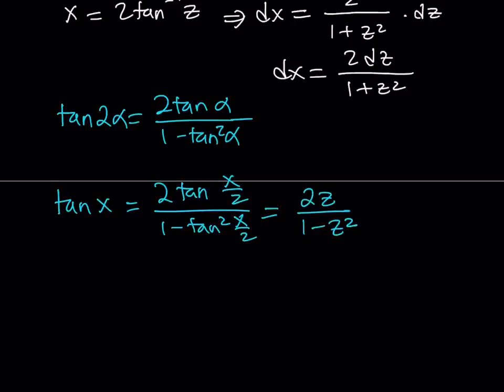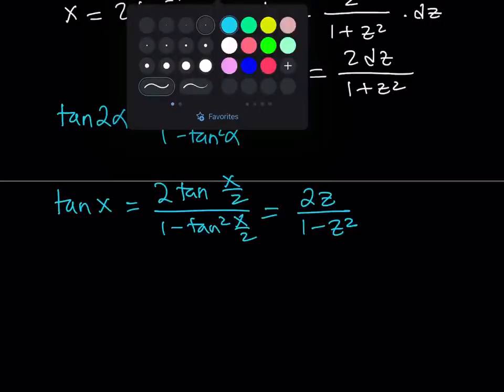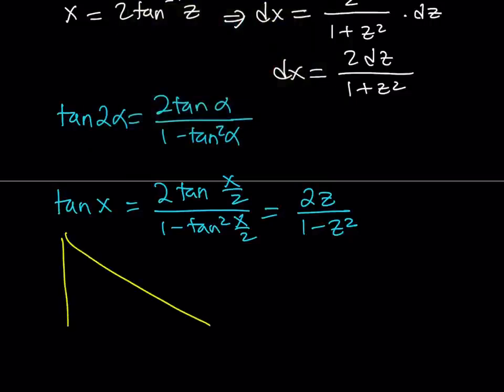Now, why did I find tangent x? Because I'm going to show you something real cool here. We're going to draw a right triangle, and let me show you. This is really fun. So this is going to be my angle x, and tangent is going to be 2z over 1 minus z squared. Now, if you use the Pythagorean theorem, you're going to find that the hypotenuse is 1 plus z squared. So that's kind of like a nice identity we used a lot. Anyways, you get the idea. This is the Pythagorean theorem.